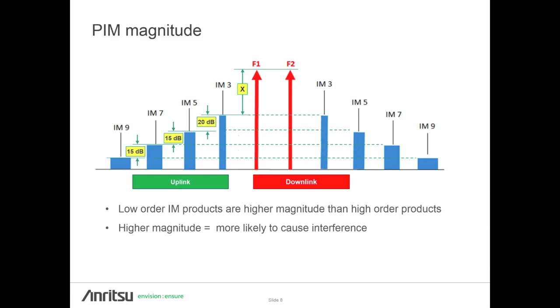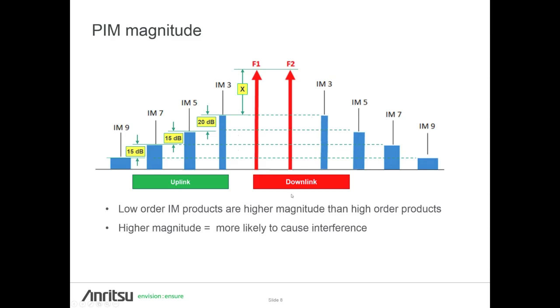The magnitude of the PIM, as I said before, the lower the intermodulation order, the higher the magnitude. So as an example, if we have a system that's nonlinear and the IM3 is some level, the fifth order product is typically 20 dB lower than that. And each additional product above that becomes an additional 15 dB lower.